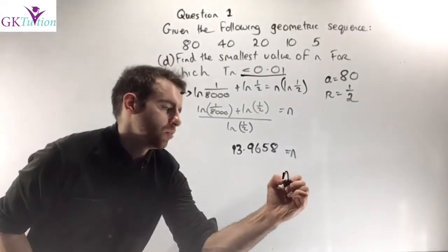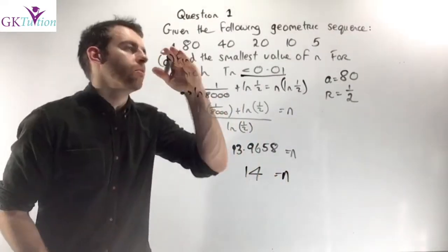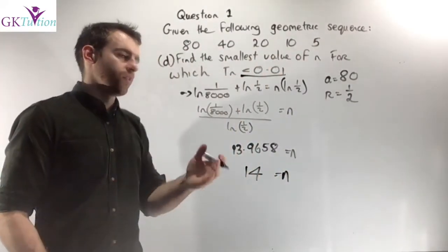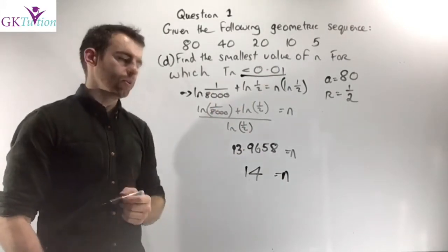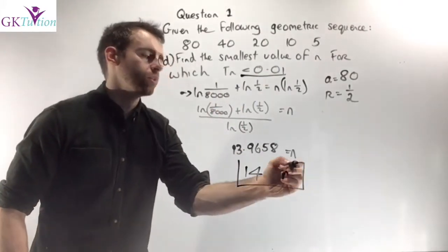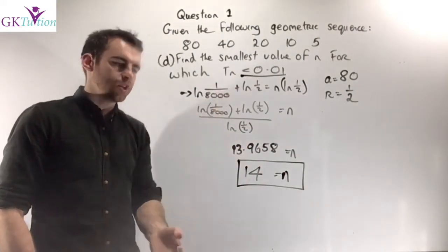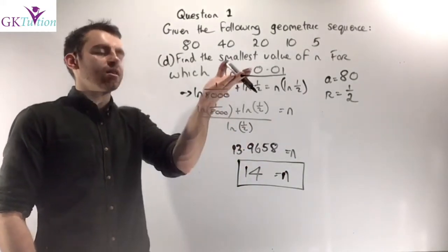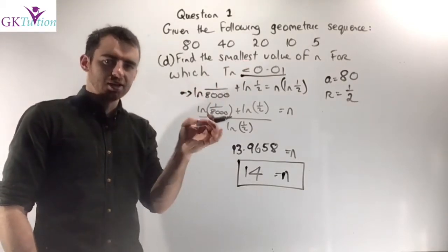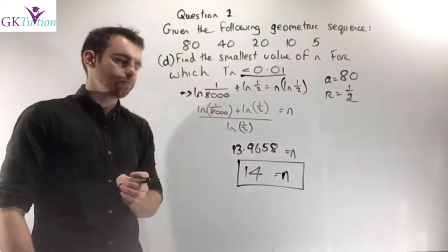But if I continue on, the 14th term is the first term that will be less than 0.01. So in this case, your answer would be that the 14th number in this sequence is the first number that is smaller than 0.01. So again, notice there how I ignored the inequality and just used it as an equals while I was doing the equation.